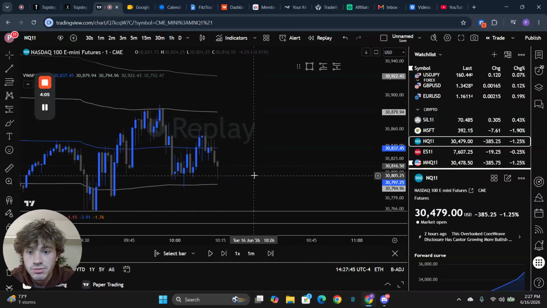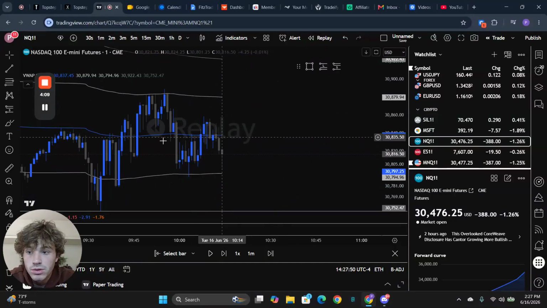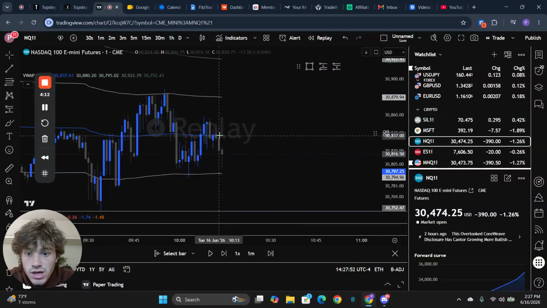So I kind of didn't mean to click it again, but we break low VWAP. Here's a trade you could have taken. We are respecting the VWAP. We get a strong candle closure below again, and we break this low.